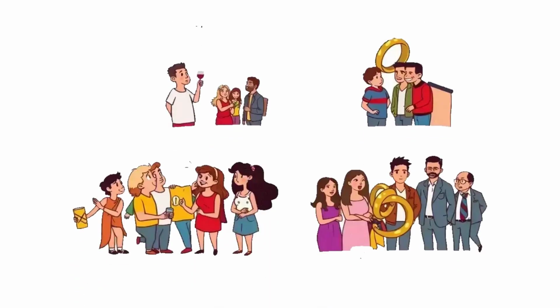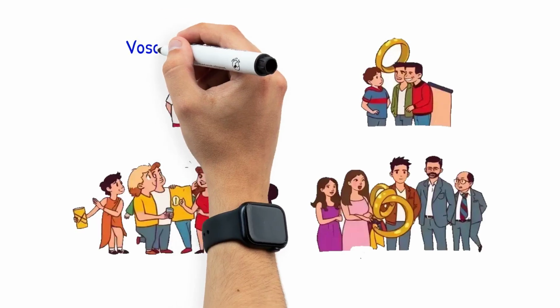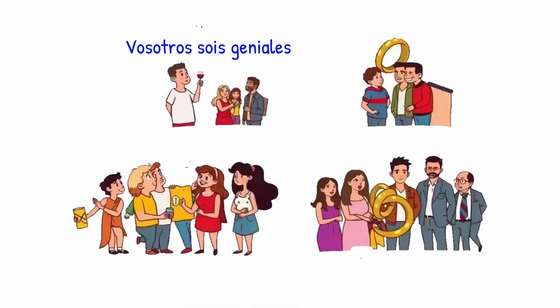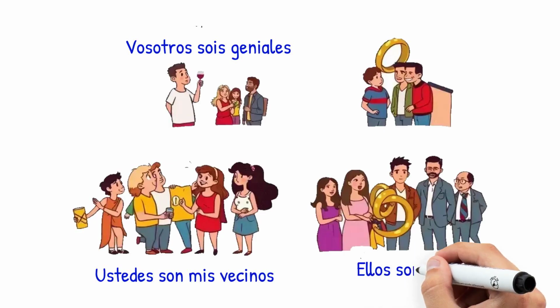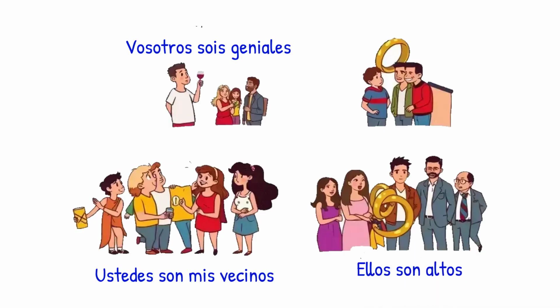Vosotros sois geniales. You all are great. Used in Spain. Ustedes son mis vecinos. You all are my neighbors. Used in Latin America. Ellos son altos. They are tall. Physical characteristic. El anillo es de oro. The ring is made of gold. Material.